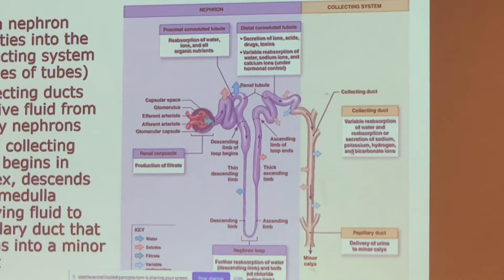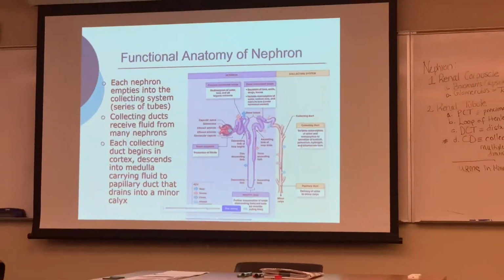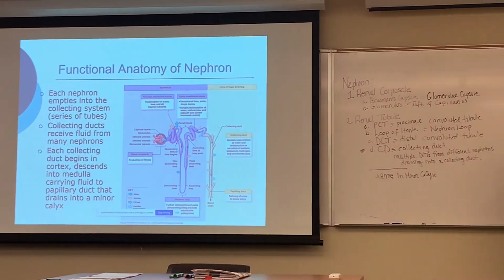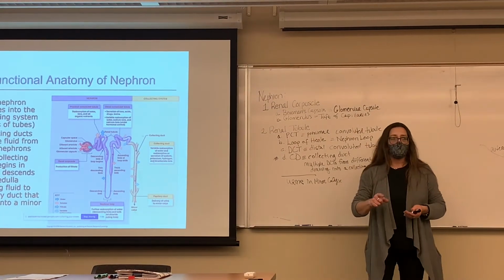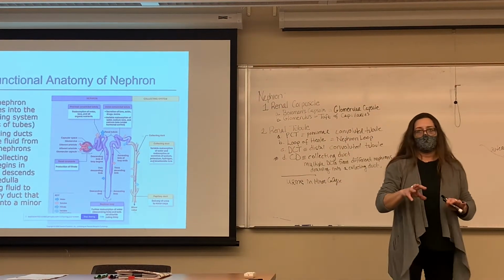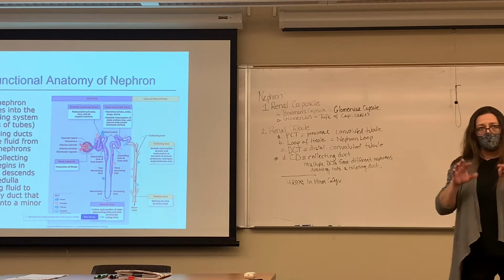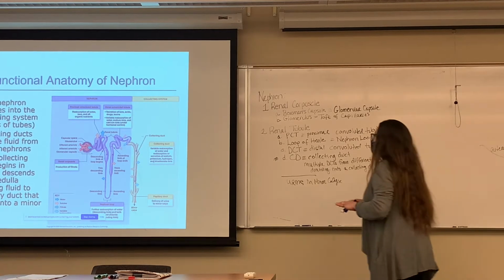All that urine will do is travel from the minor calyx to the major calyx, from the major calyx to the renal pelvis, from the renal pelvis to the ureter, go to the bladder to be stored, and then exit the bladder through the urethra. We can't do anything with it anymore. Okay, we're done manipulating at that point.